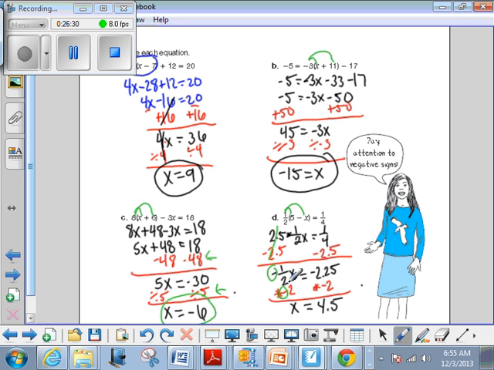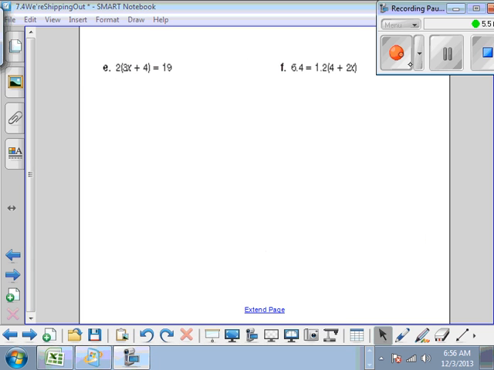So go ahead and look at E and F as well now, especially after me going over the first 4, and solve those 2 as well. When you're finished, pause the video and check your answers with mine. Okay, so let's go ahead and look at these 2.